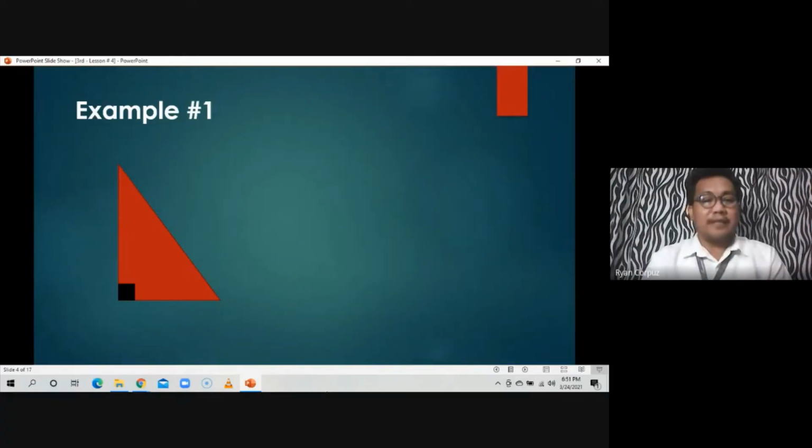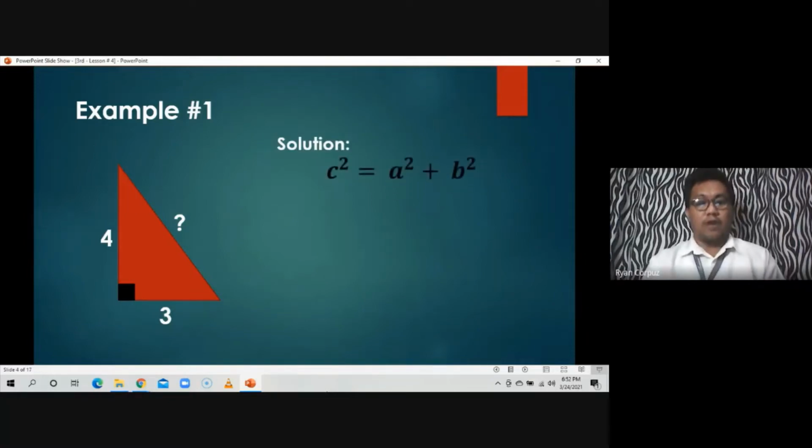So let's have here example number 1. We do have here a given right triangle with a given measurement for this side as 3, particularly the shorter leg, and this side as 4 as the longer leg. So what we are looking for is this side, which is also known as the hypotenuse. To find the measure of that side, we're going to make use of the formula for our solution: c squared is equal to a squared plus b squared.